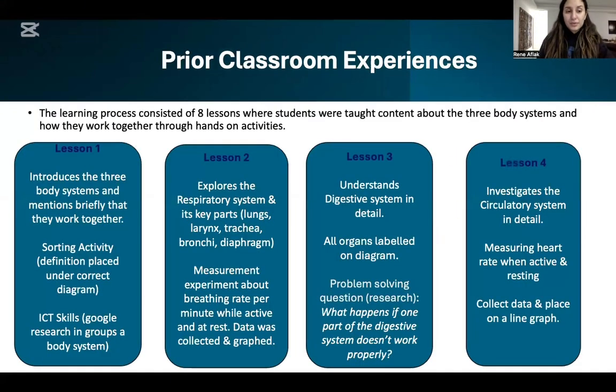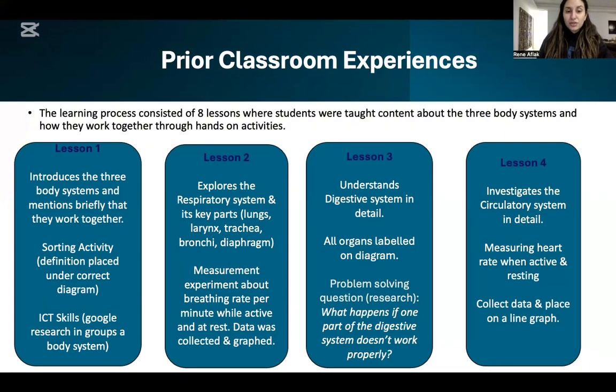Prior classroom experiences. The learning process consisted of 8 lessons where students were taught content about the 3 body systems and how they work together through hands-on activities. Lesson 1 focuses on introducing the 3 body systems and mentions briefly that they work together. A sorting activity was mentioned within Lesson 1, which focuses on definitions that are placed under the correct diagrams. ICT skills were also used for research.